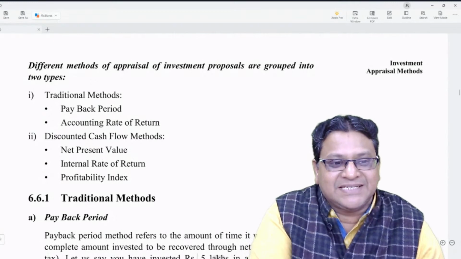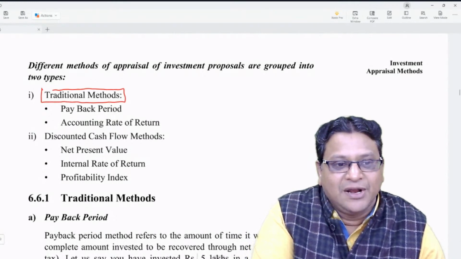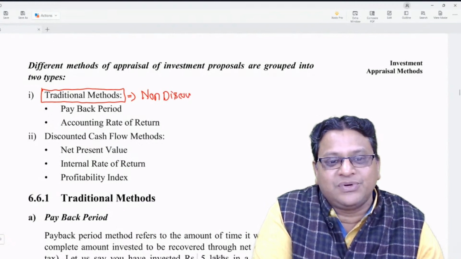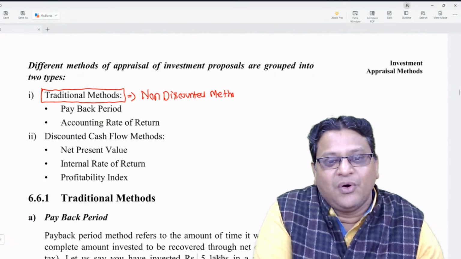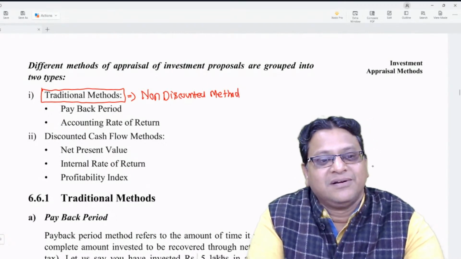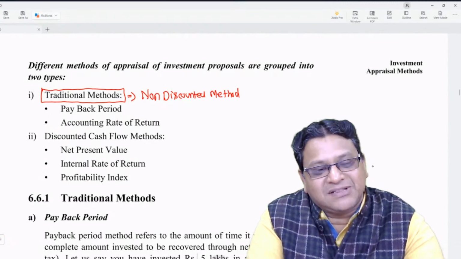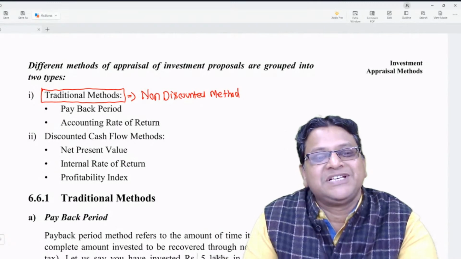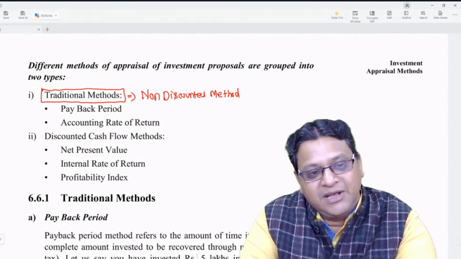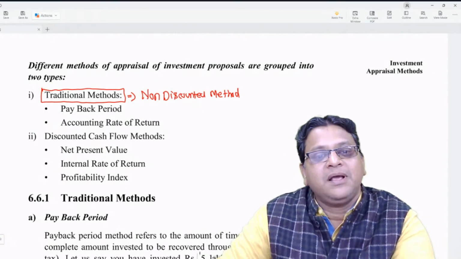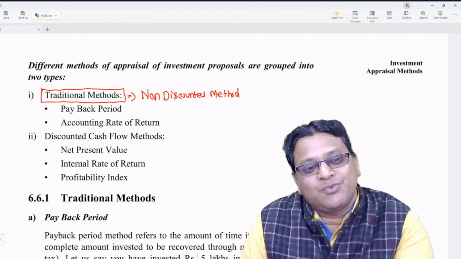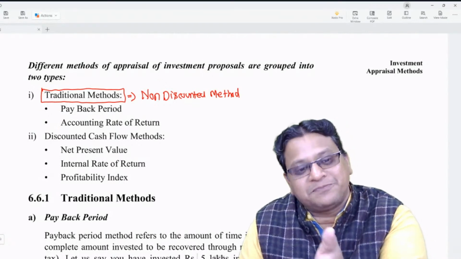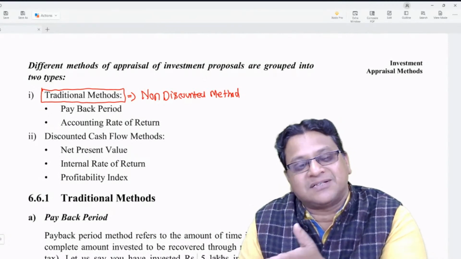One is known as traditional methods, or non-discounted methods. These traditional methods or non-discounted methods do not consider time value of money. They think that 1 rupee of now is equal to 1 rupee of 1 year forward, 2 years forward, 3 years forward, 4 years forward. Money received in different years are of same value.